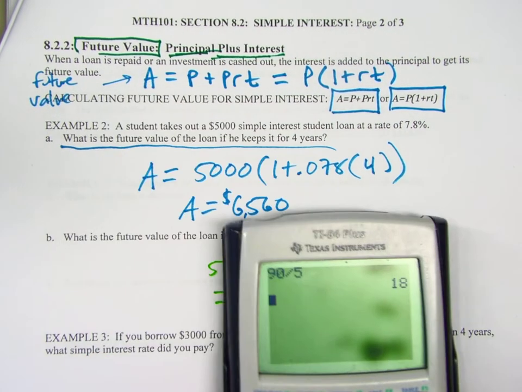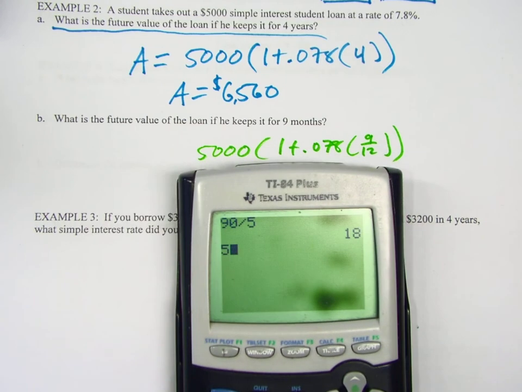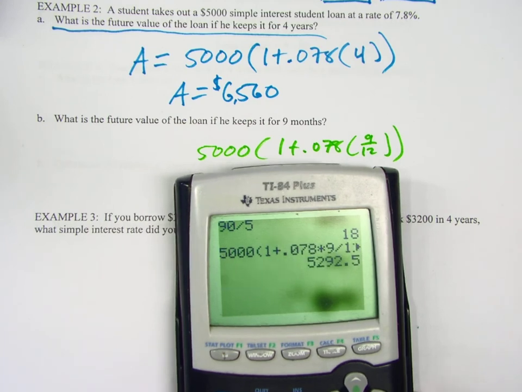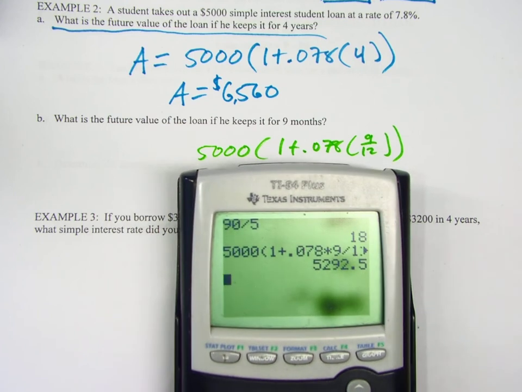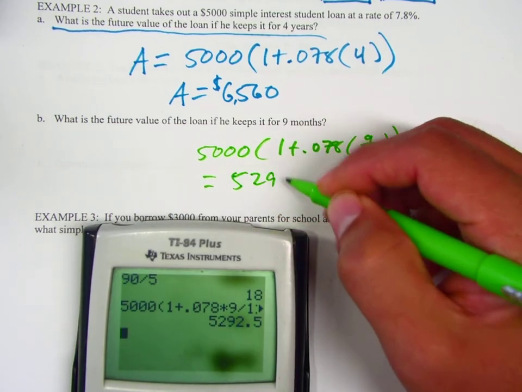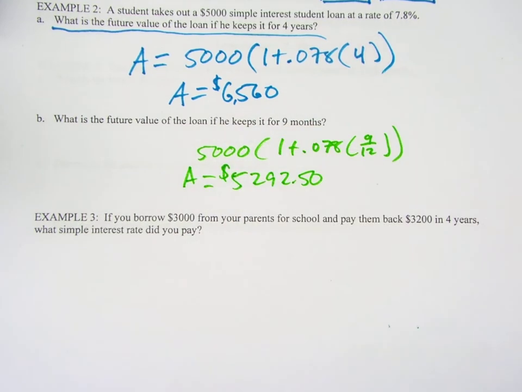All right. 5,000, 1 plus 0.078 times, you said 9 over 12, right? That seems a lot more reasonable, right? $5,292.50. Okay. Questions on that?